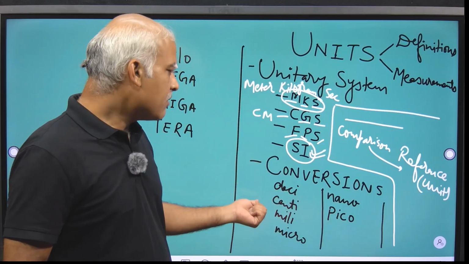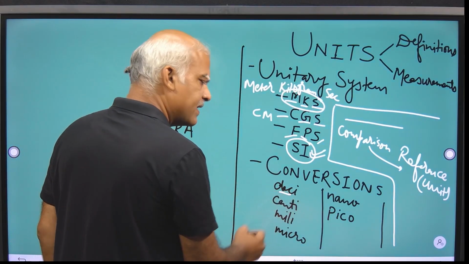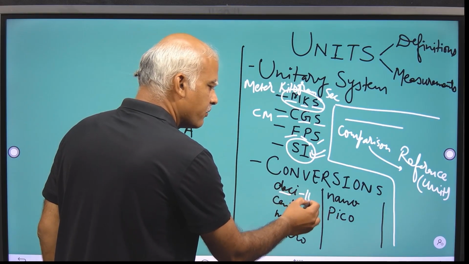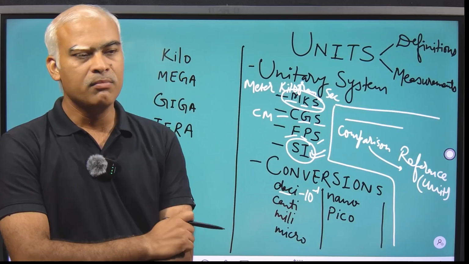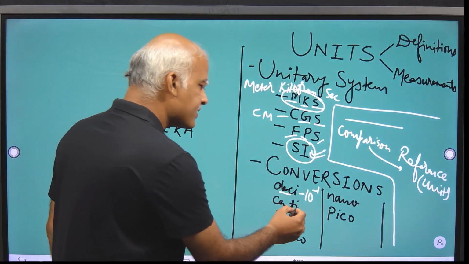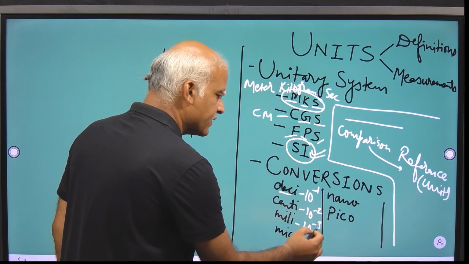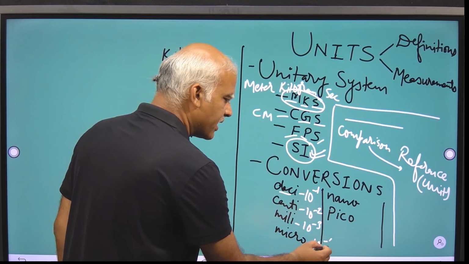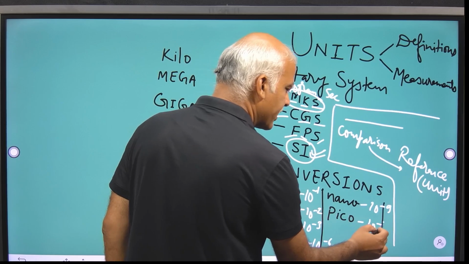A few examples of conversion are deci. Whenever we have the prefix deci, it means 10 to the power minus 1 before any measurement we have. Centi stands for 10 to the power minus 2. Milli stands for 10 to the power minus 3. Micro stands for 10 to the power minus 6. Nano is for 10 to the power minus 9. Pico is 10 to the power minus 12.